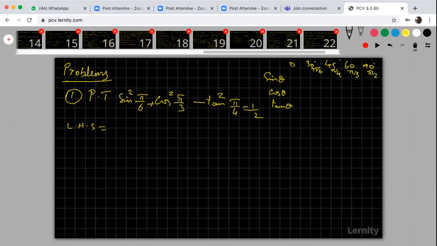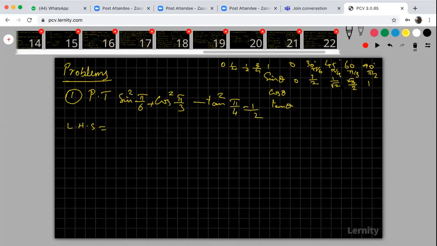Okay, how to remember the values? You know this sequence 0, 1 by 4, 1 by 2, 3 by 4, 1. I'm adding 1 by 4 each time. Take the square root of 0: that is the value of sine 0. Take the square root of 1 by 4: that is the value of sine 30. Take the square root of 1 by 2: that is sine 45. Take the square root of 3 by 4: that is sine 60. And the square root of 1 is 1. So these are the values of sine 0, 30, 45, 60, 90.